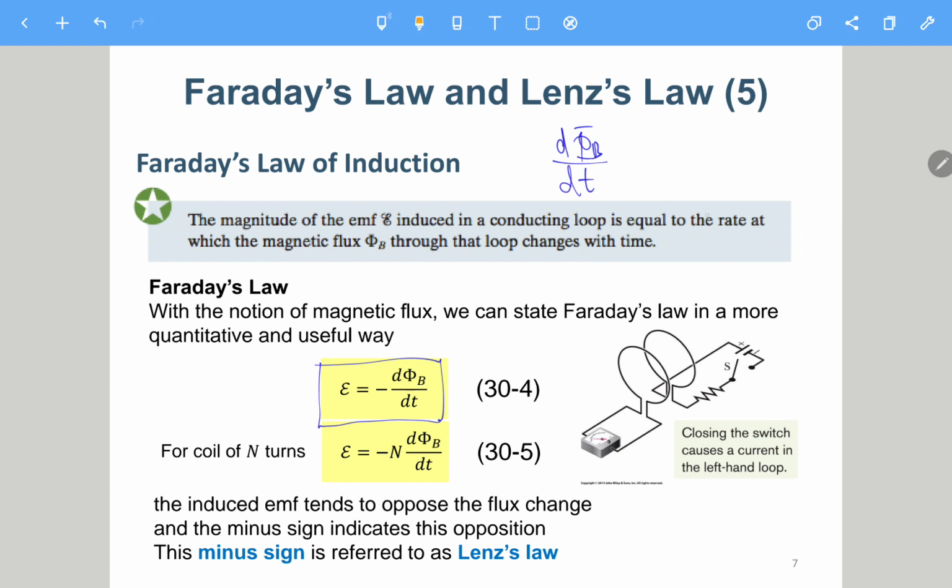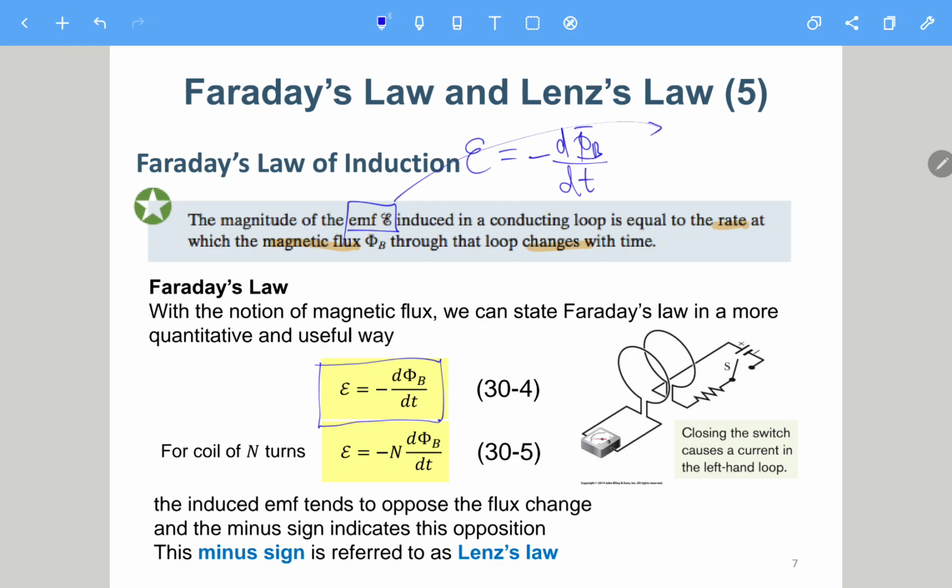So the keywords are the rate at which the magnetic flux through the loop changes. If the magnetic flux is changing, this derivative will not be zero. And then we take the negative of it, and it equals this EMF. So this value is related to the EMF. So what is EMF? EMF is actually called electromotive force.